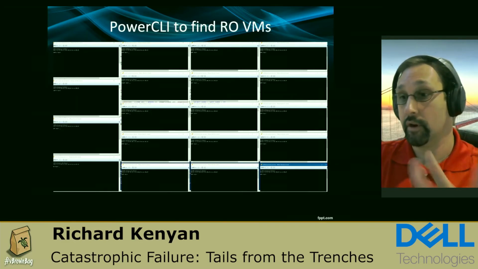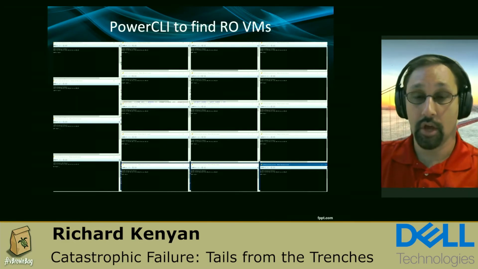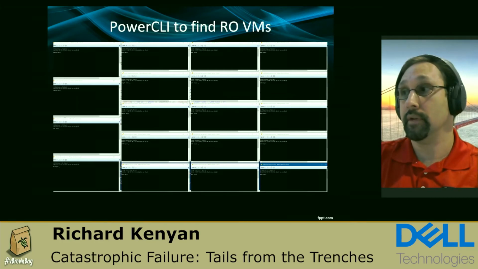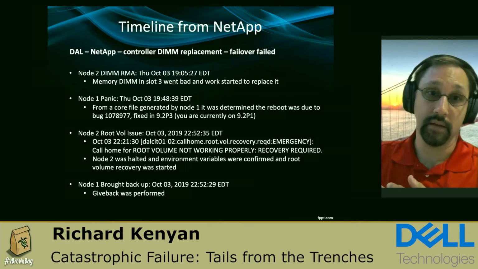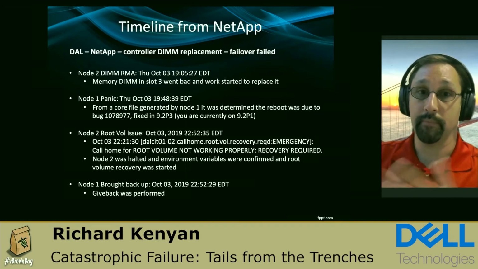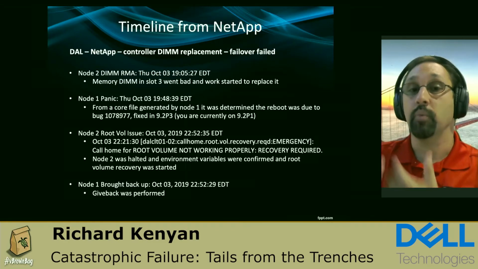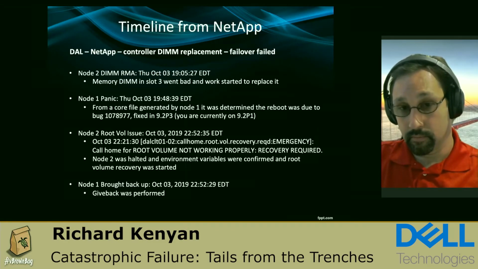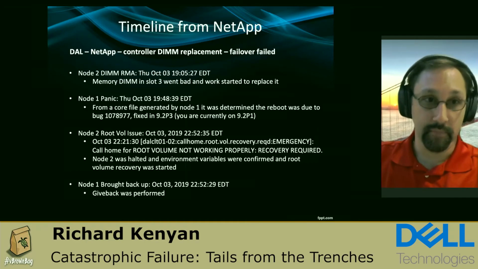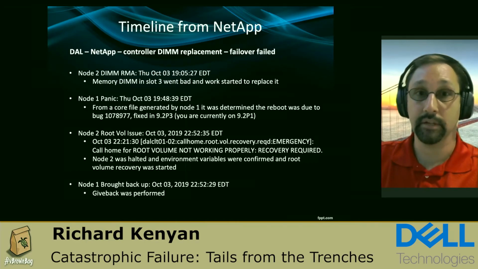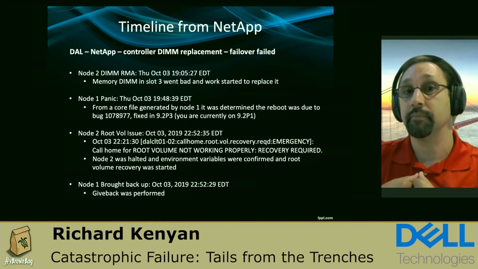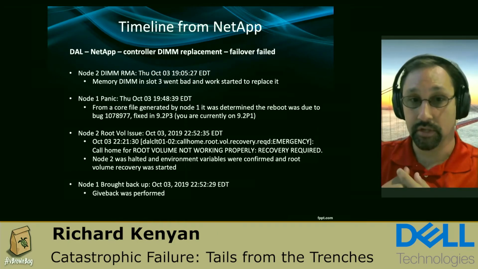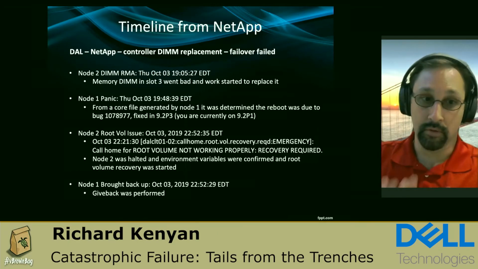So now that we have our environment back up and running after a few hours, we can figure out what actually happened. And in this instance, NetApp jumped on immediately because we opened up a P1 case with them, as well as we had an early case open saying, hey, we're doing some maintenance. So they immediately called us and said, this is something you should never see: an emergency root volume not working properly when the nodes came back up.